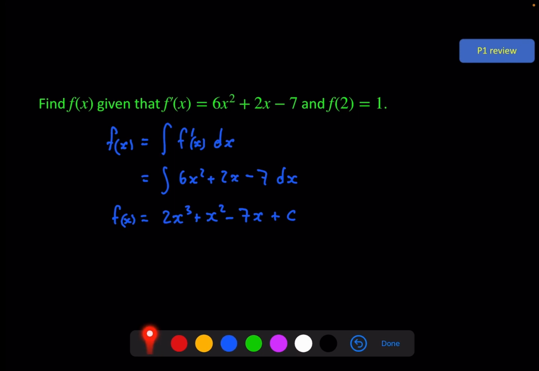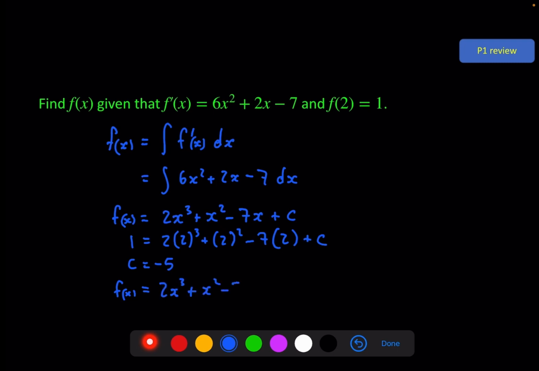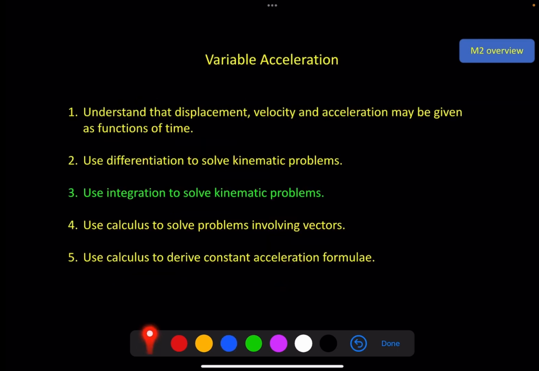Now we use the boundary conditions information. When x equals 2, f of x equals 1. To find the value of c, which in this case is minus 5. So the final function, rewrite it with the value of c as minus 5.